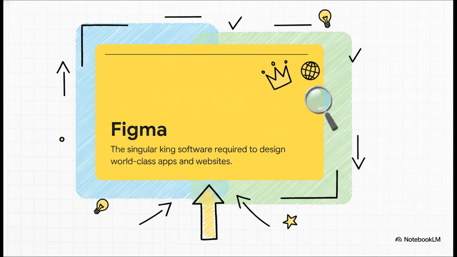Instead, it confidently declares that Figma is the singular king software needed to do both UI and UX today. It strictly defines it as the undeniable industry standard. By framing it like this, the viewer feels like they're being let in on a massive insider secret. It narrows their focus to one completely achievable goal: learn this one tool.